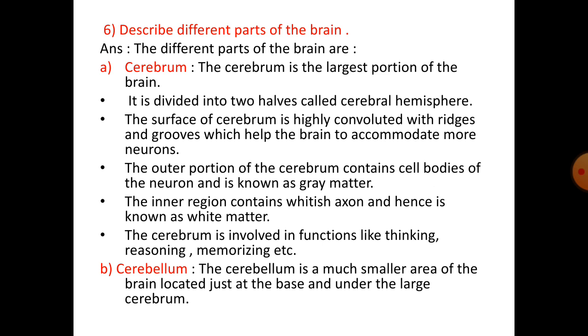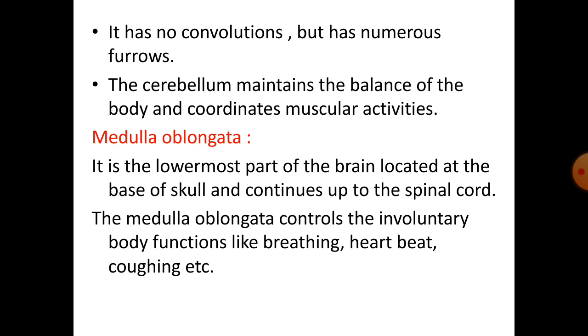Cerebellum. The cerebellum is a much smaller area of the brain located just at the base and under the large cerebrum. It has no convolutions but has numerous furrows. The cerebellum maintains the balance of the body and coordinates muscular activities. Medulla oblongata. It is the lowermost part of the brain located at the base of skull and continues up to the spinal cord. The medulla oblongata controls the involuntary body functions like breathing, heartbeat and coughing.